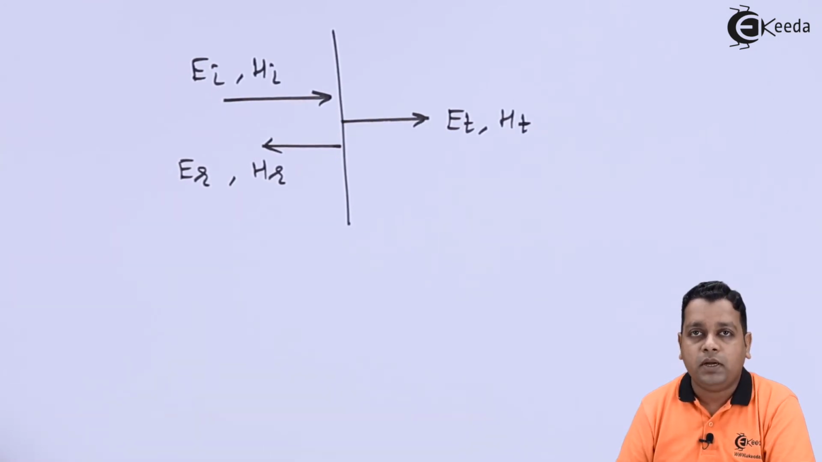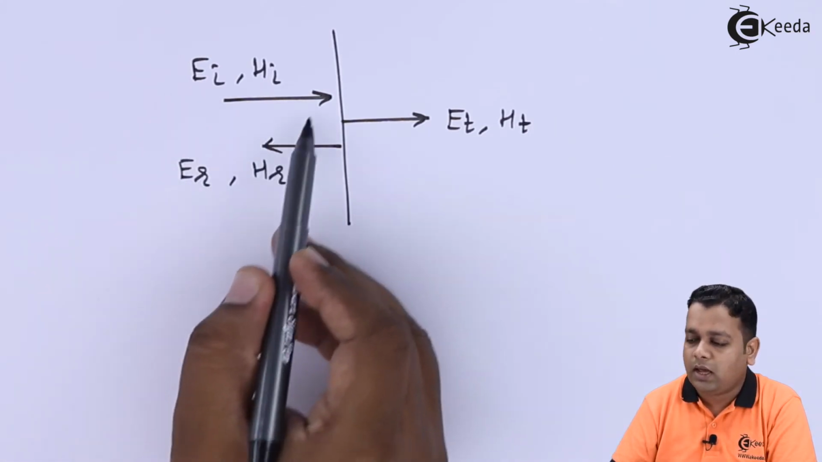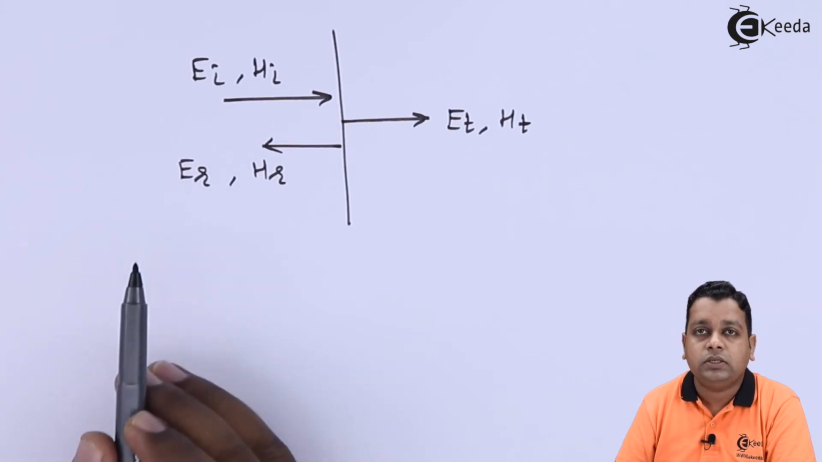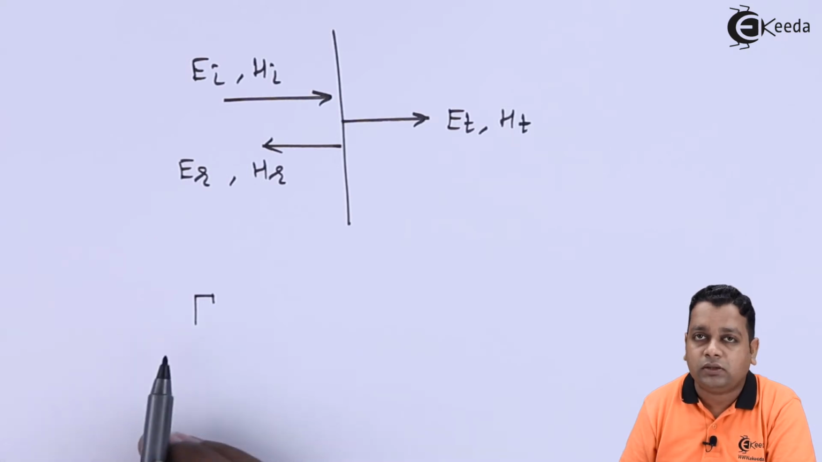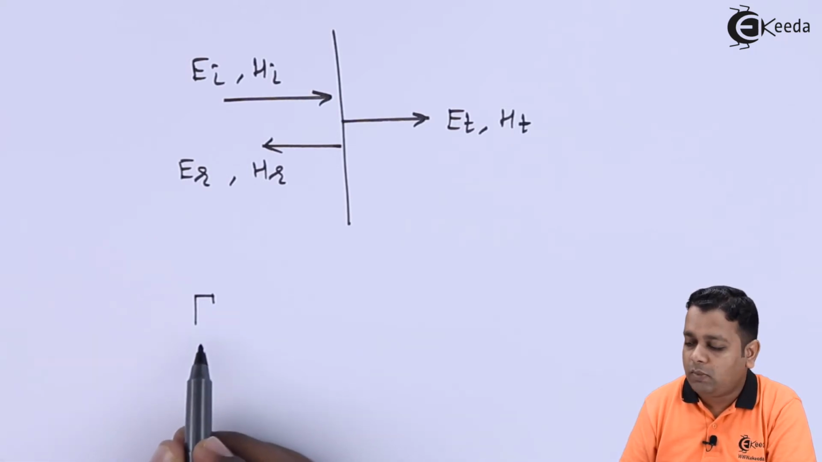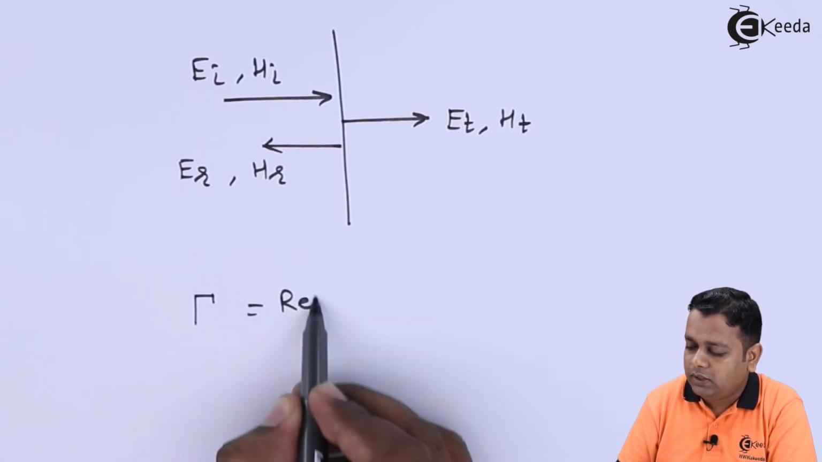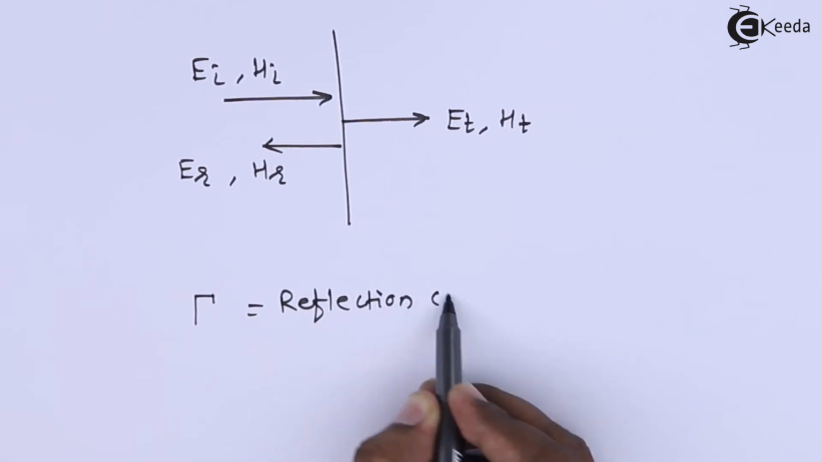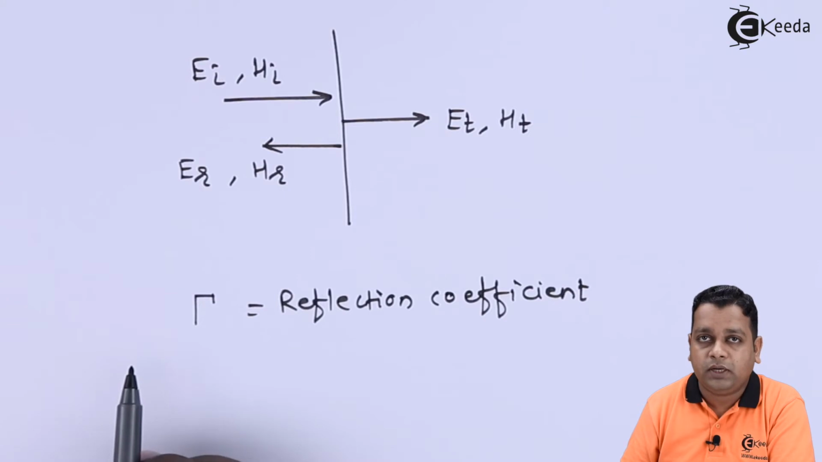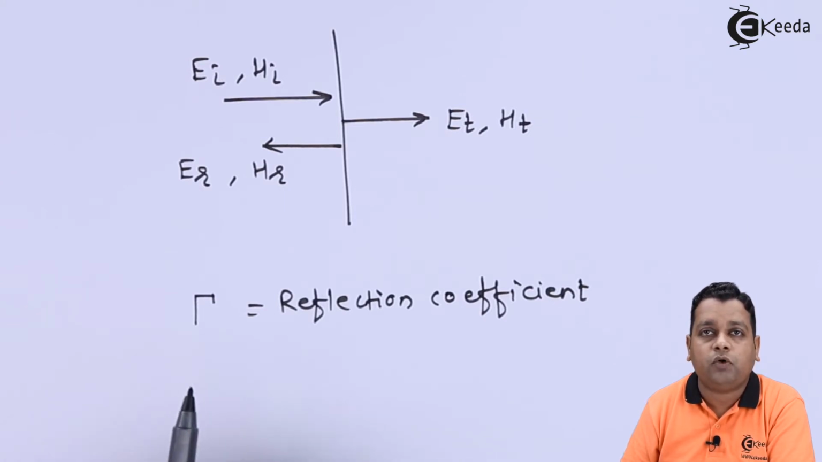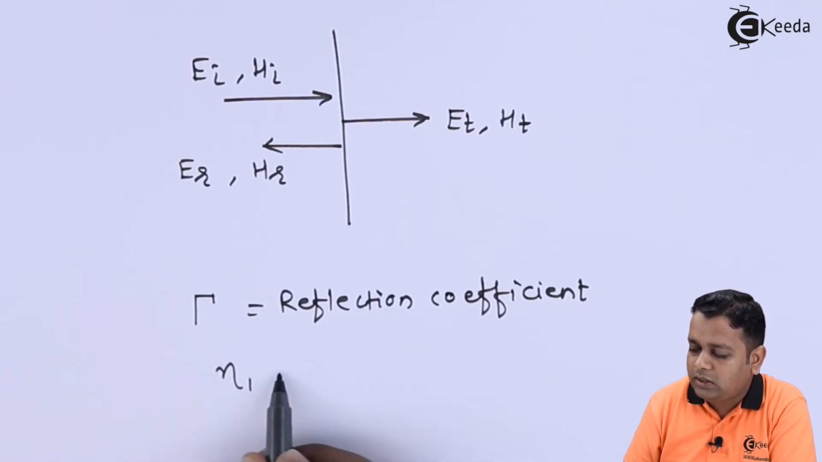Now for medium one, as we have EI, HI, ER, HR, here actually we find the reflection. So for medium one we can have the definition of a reflection coefficient. Generally the reflection coefficient is denoted by the capital gamma. To have a formulation of reflection coefficient, we take the help of the impedance in the medium. So for medium 1 we can write eta suffix 1.